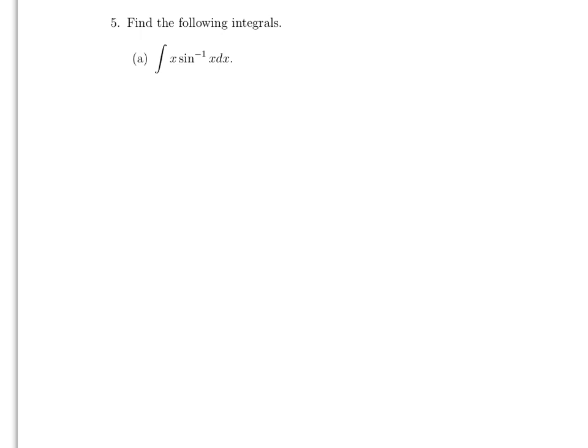Okay, so now let's go over number 5, part A. This problem requires integration by parts. Here it is tempting to use u to be x, but we don't know the integral of sine inverse. So therefore u should be sine inverse of x, and dv should be x dx. So therefore the du will be 1 over the square root of 1 minus x squared, and v will be x squared over 2, or just 1/2 x squared.